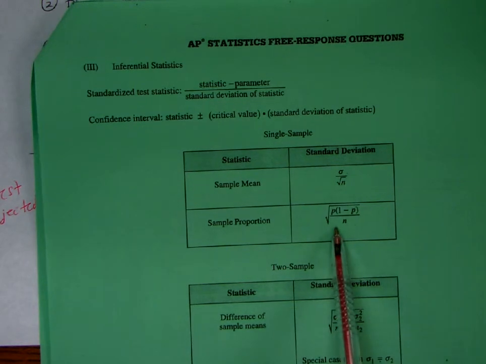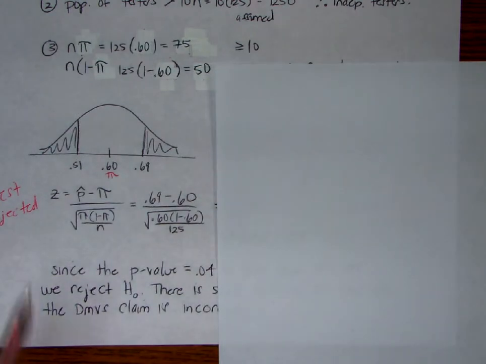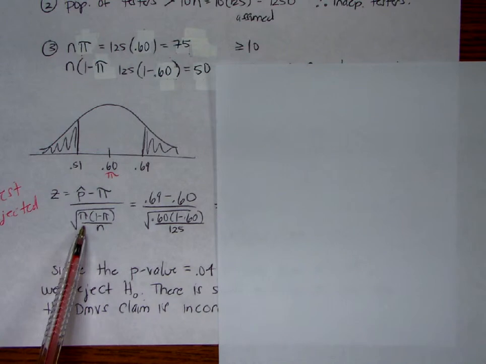Notice p's are pi's. If you have pi, you use it. If not, you use p hat. So p times 1 minus p over n. That's where I'm piecing everything together. Statistic minus parameter divided by the standard deviation of the statistic. Formula, substitution. Now I go to the calculator.